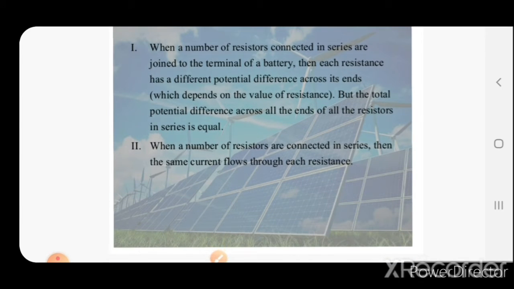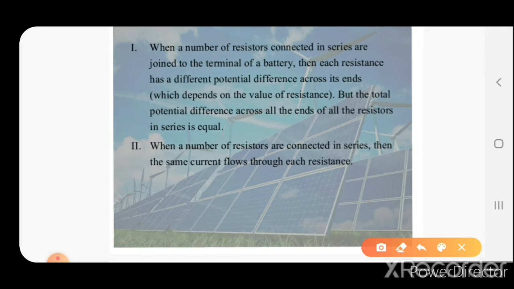When a number of resistors connected in series are joined to the terminals of a battery, each resistance has a different potential difference across its ends, which depends on the value of the resistance. But the total potential difference across the ends of all the resistors in series is equal to the battery's potential difference, which we will see later in the derivation.